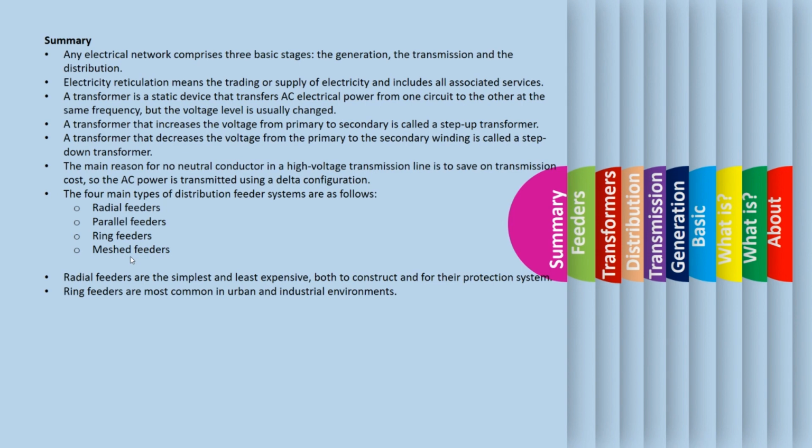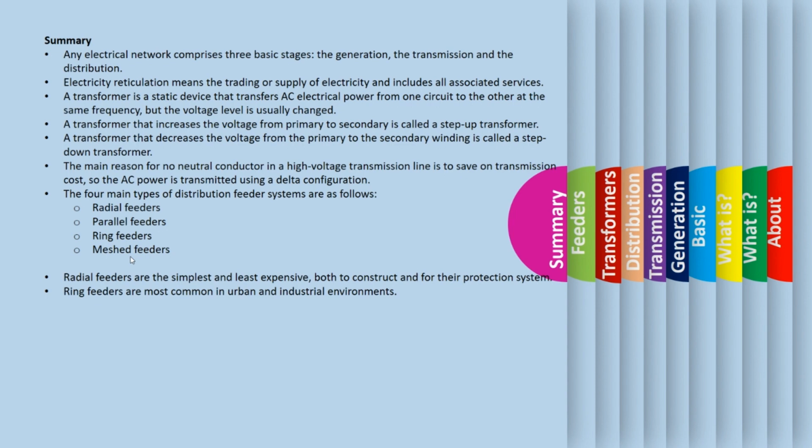Any electrical network comprises three basic stages: the generation, the transmission, and the distribution. Electricity reticulation means the trading or supply of electricity and includes all associated services. A transformer is a static device that transfers AC electrical power from one circuit to the other at the same frequency, but the voltage level is usually changed. A transformer that increases the voltage from primary to secondary is called a step-up transformer. A transformer that decreases the voltage from primary to secondary winding is called a step-down transformer.